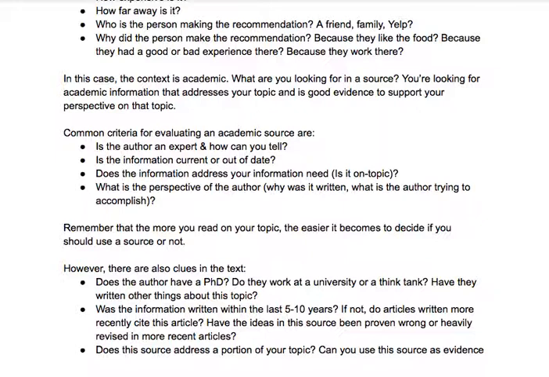Is the information current or out of date? Does the information address your information need? Is it on topic? What is the perspective of the author? Why was it written? What is the author trying to accomplish, etc.?